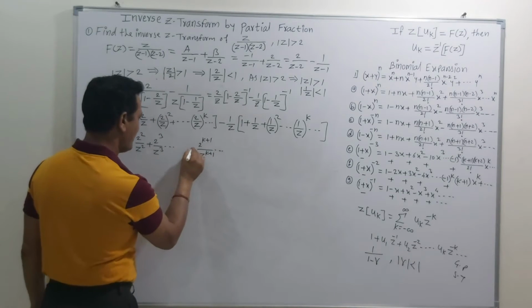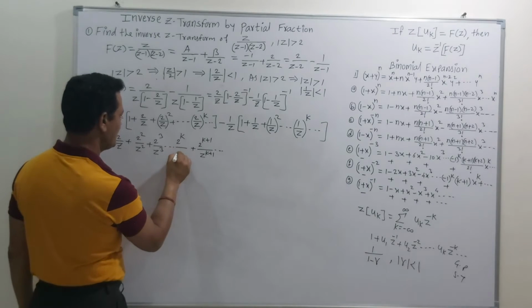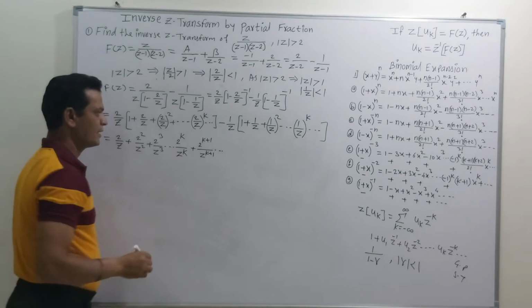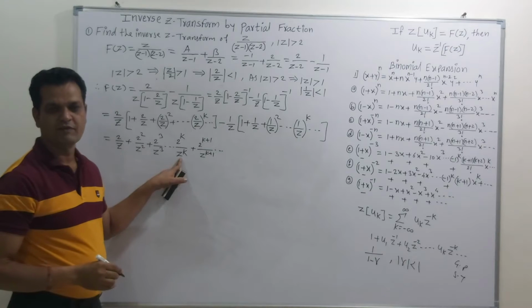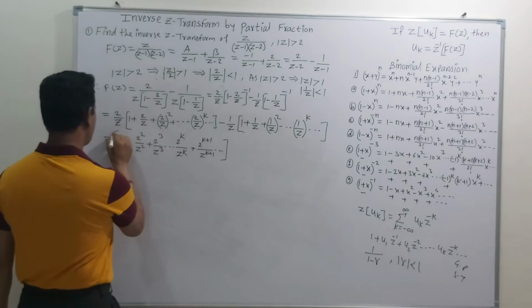So write down one previous term. So we get this as 2 raised to k upon z raised to k, because our interest is to get the value of z raised to minus k. So this is for the first term.